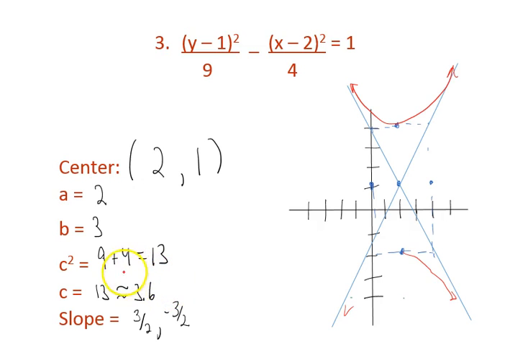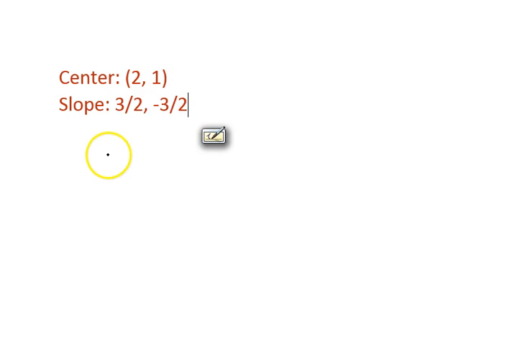The last thing to do is put in your foci, which are 3.6 from your center. So up 3.6, so very close to the vertex, is a focus point, and down 3.6 is another focus point. So there is this graph.